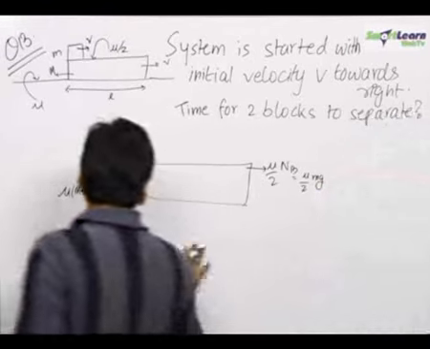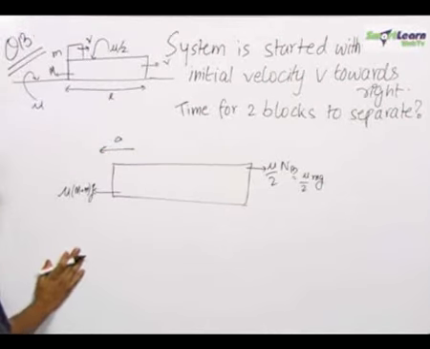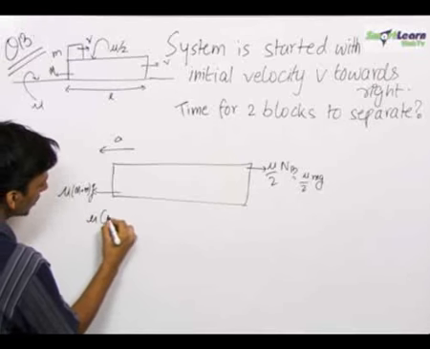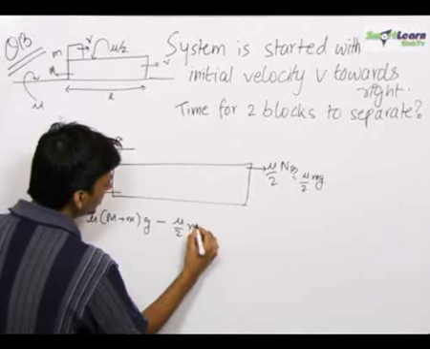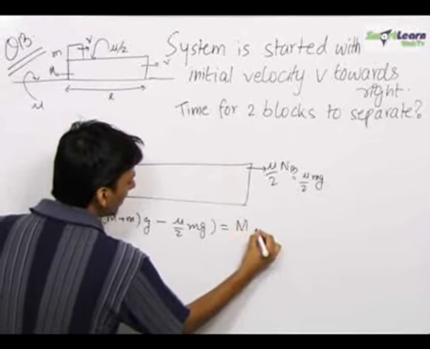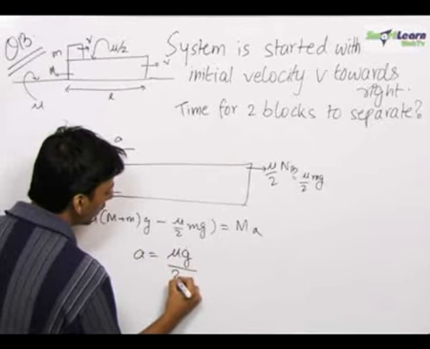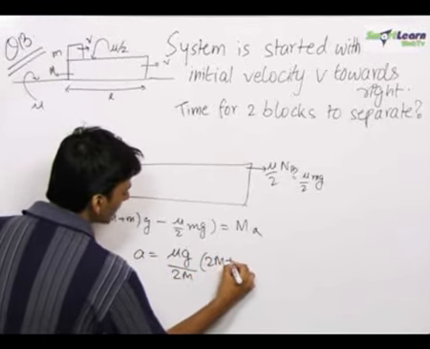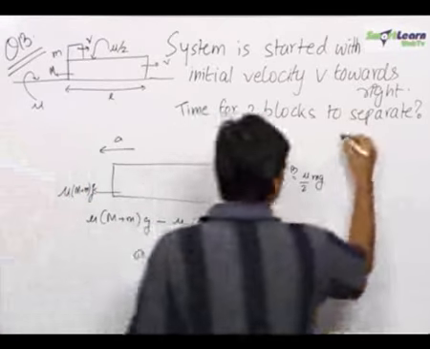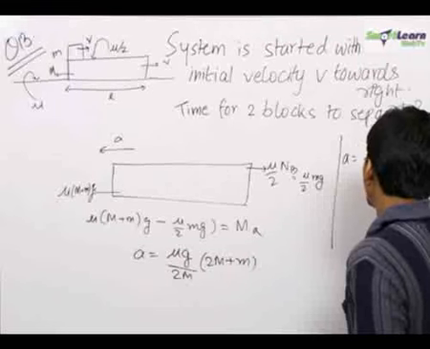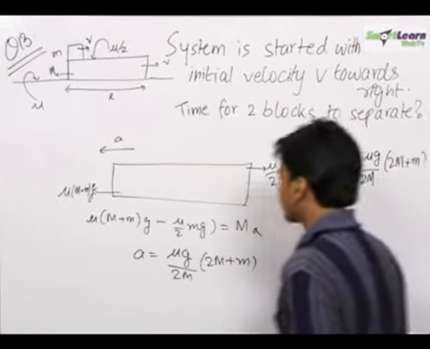Now the acceleration of the lower block is in this direction, let it be a. So we write the equation as mu into (M plus m) g minus mu by 2 into mg is equal to capital M into a. We solve this to get the acceleration a equal to mu g upon 2M into (2M plus m). We now know the acceleration of the lower block. Let us write this here: acceleration is equal to mu g upon 2M, into (2M plus m).